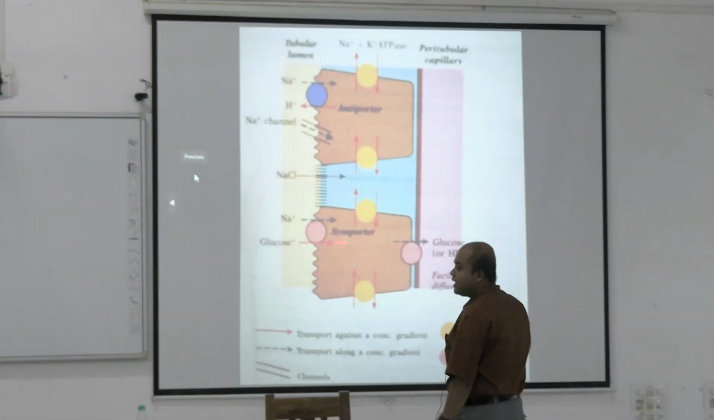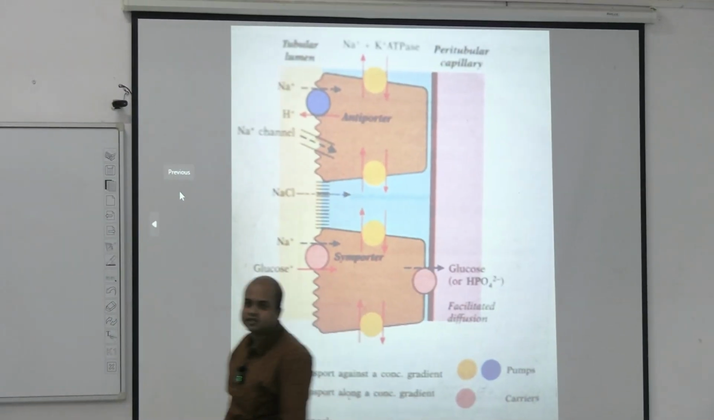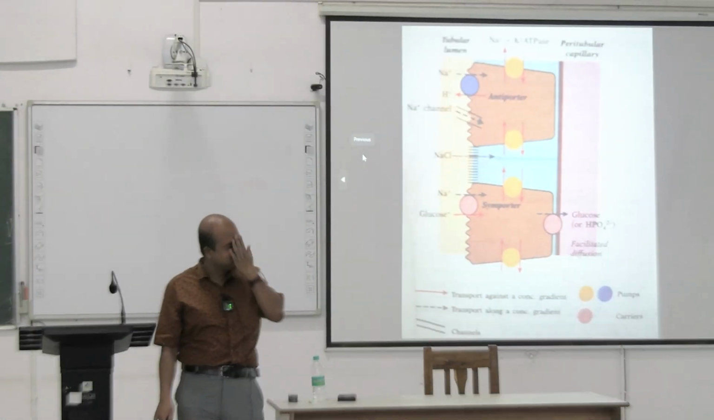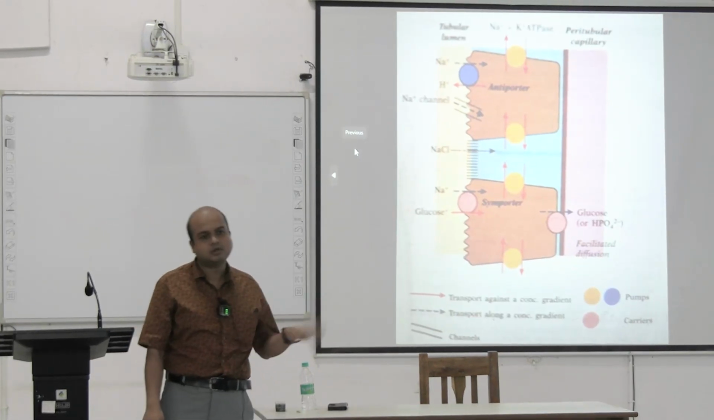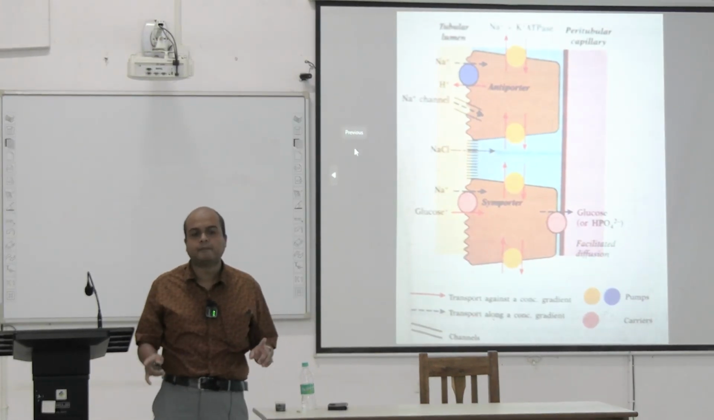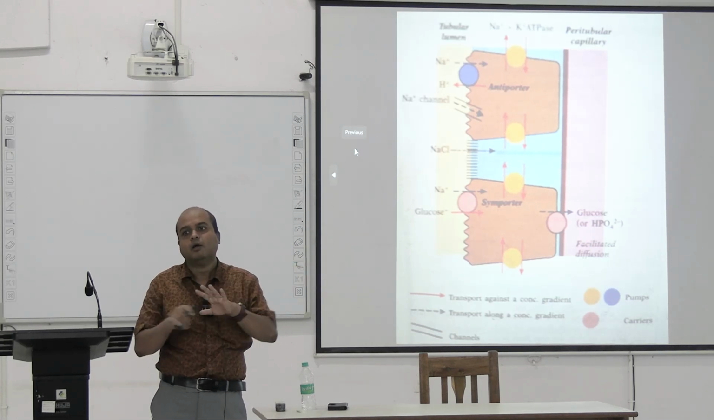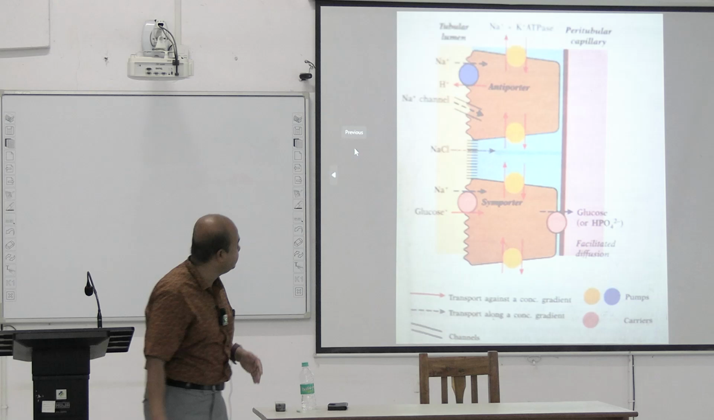So that is what is shown here. These red lines are transport against a concentration gradient, like the sodium potassium ATPase. That is not exactly a transporter, that is a pump. Against a concentration gradient, energy has to come from somewhere. Mostly it is ATP in living animal cells.